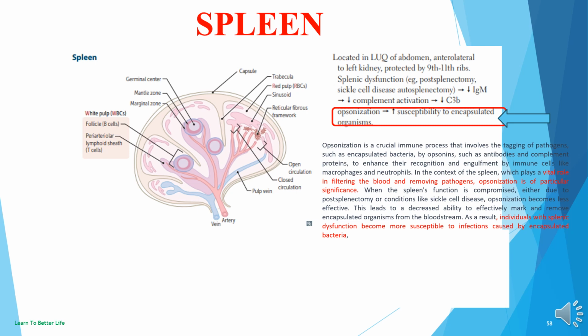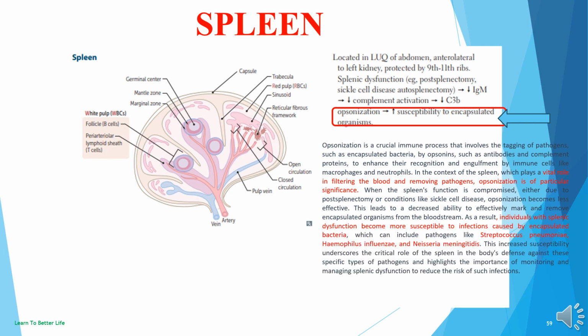As a result, individuals with splenic dysfunction become more susceptible to infections caused by encapsulated bacteria, which can include pathogens like Streptococcus pneumoniae, Haemophilus influenzae, and Neisseria meningitidis. This increased susceptibility underscores the critical role of the spleen in the body's defense against these specific types of pathogens and highlights the importance of monitoring and managing splenic dysfunction to reduce the risk of such infections.